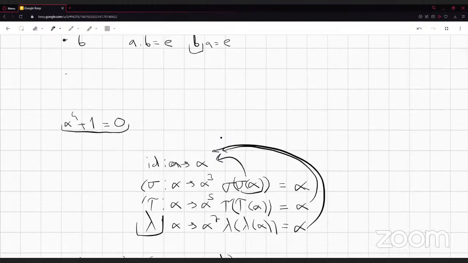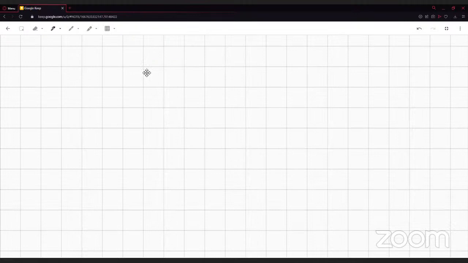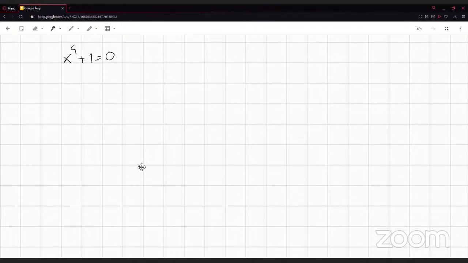After looking at these examples, we can start seeing a relation between the fields and the automorphisms. For example, let us take x to the fourth plus 1 equals 0 once again. At first, we looked at the automorphisms of x to the fourth plus 1 equals 0. Then we focused our attention on automorphisms fixing Q. And now we will focus our attention on automorphisms fixing the field extension of this polynomial.